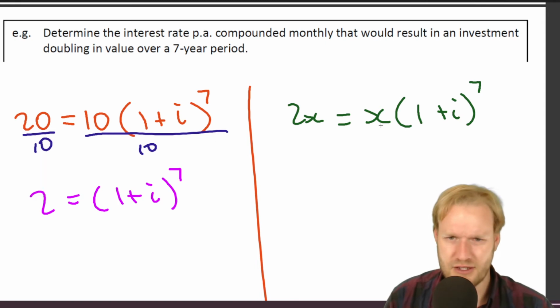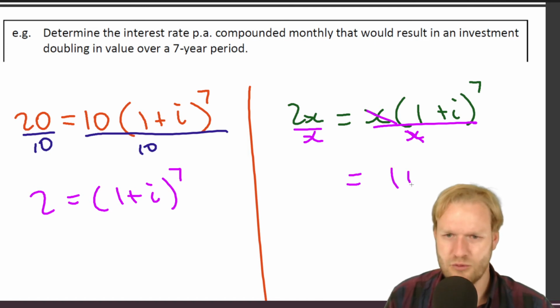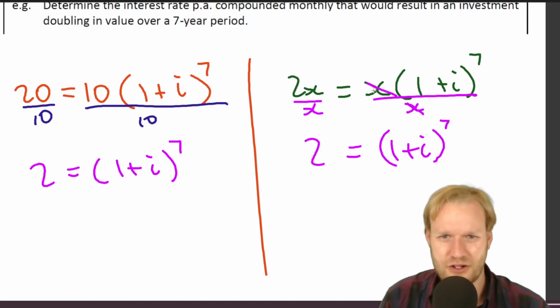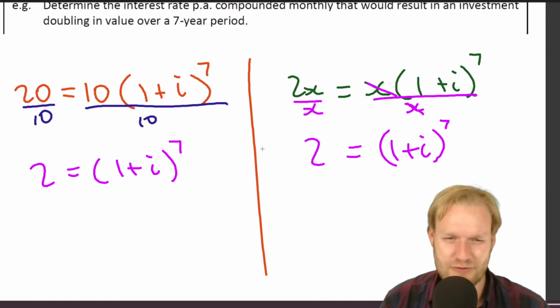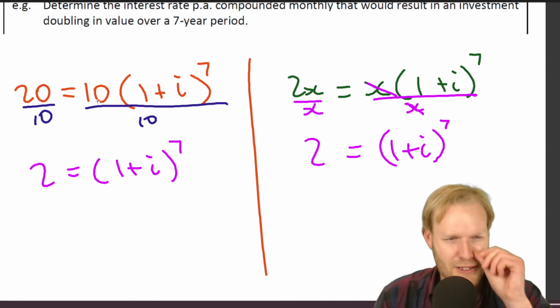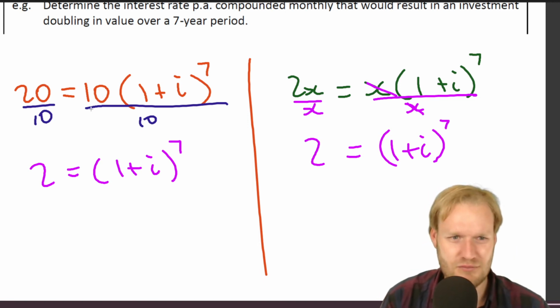So in this example, we want to divide both sides by x so that those cancel, and we've just got 1 plus i to the 7. And 2x over x gives you what? Well, gives you 2. So, clearly it works for anything. And for these examples, whichever one you're more comfortable with, choose an x, make it x and 2x, or just choose a number. 10 becomes 20, 100 becomes 200. I guess 1 becoming 2 would have been even easier.